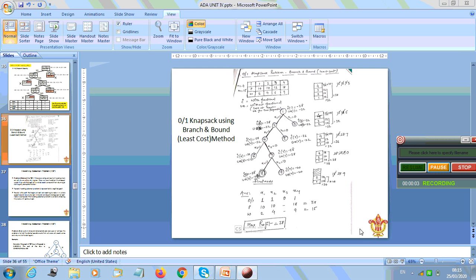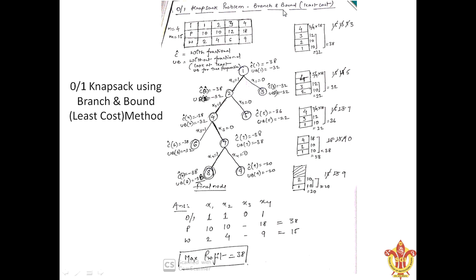Hello my dear students, today we are going to see the least cost branch and bound method. By using this method we are going to solve the 0-1 knapsack problem. The least cost branch and bound method is used to solve optimization problems by taking care of the minimization value.